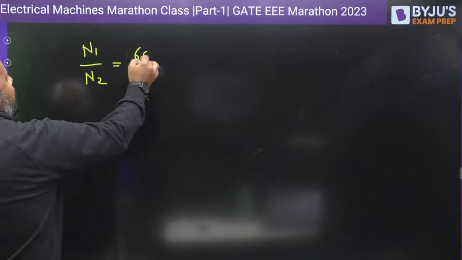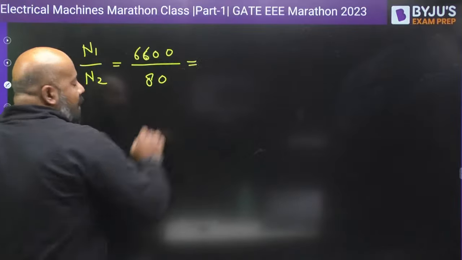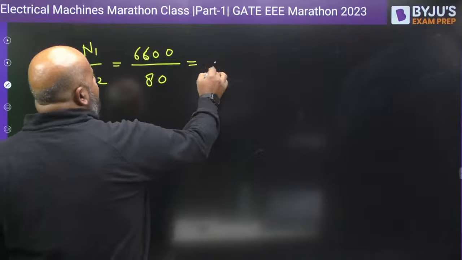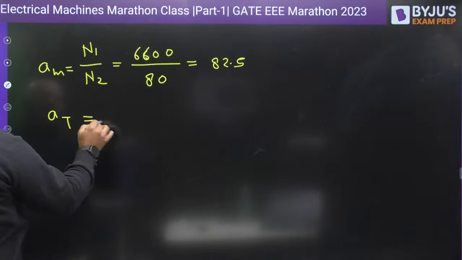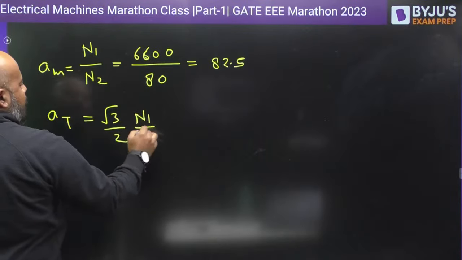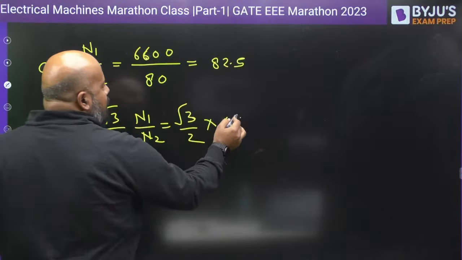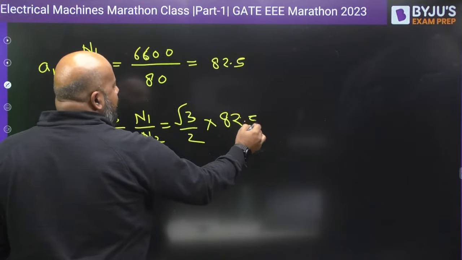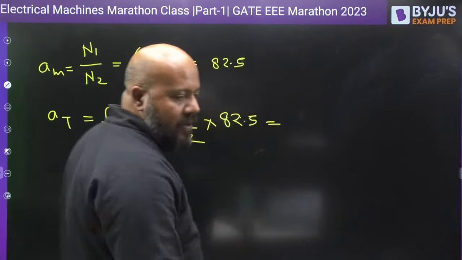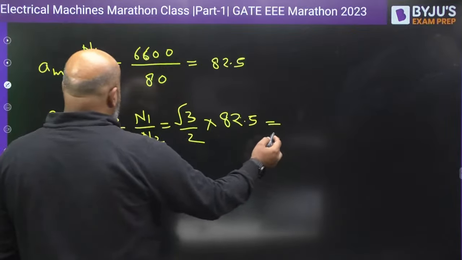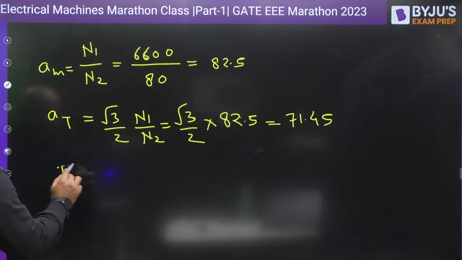N1 upon N2 is going to be, on the primary side it is 6600, and on the secondary, load side, it is 80. So if you find it, it becomes 82.5. Now this is the turns ratio for the main transformer, and for the teaser transformer it is √3/2 N1 upon N2. So just put the values. This is 82.5. If you solve this, for the teaser transformer turns ratio you must be getting 71.45. So what is going to be line current IA?